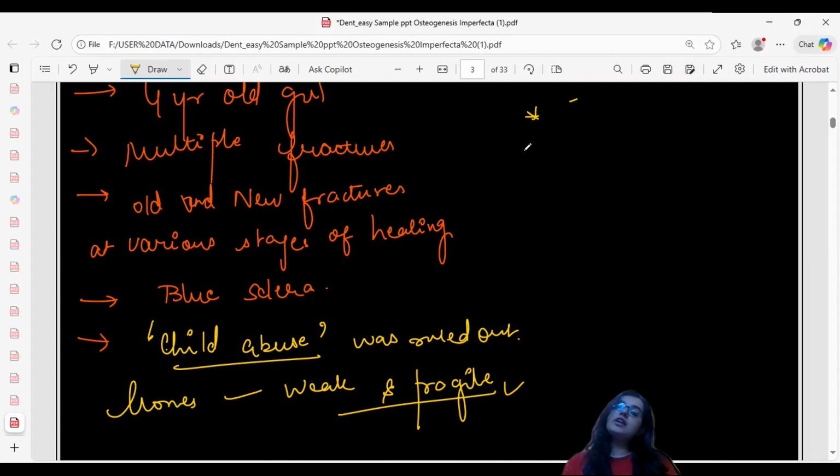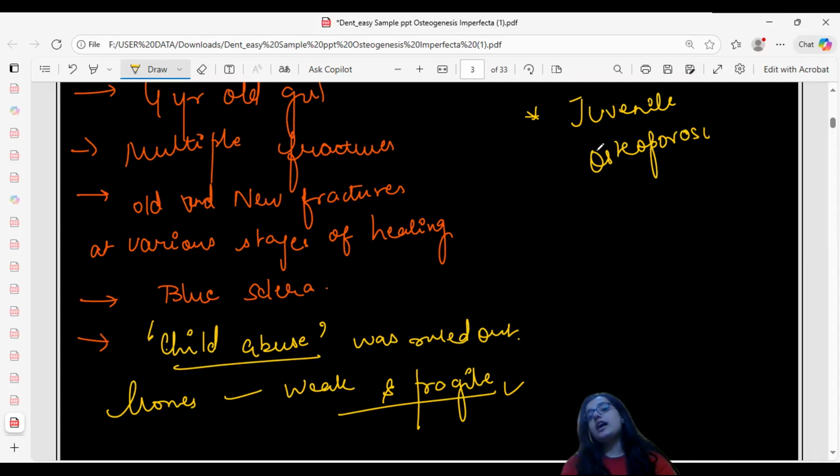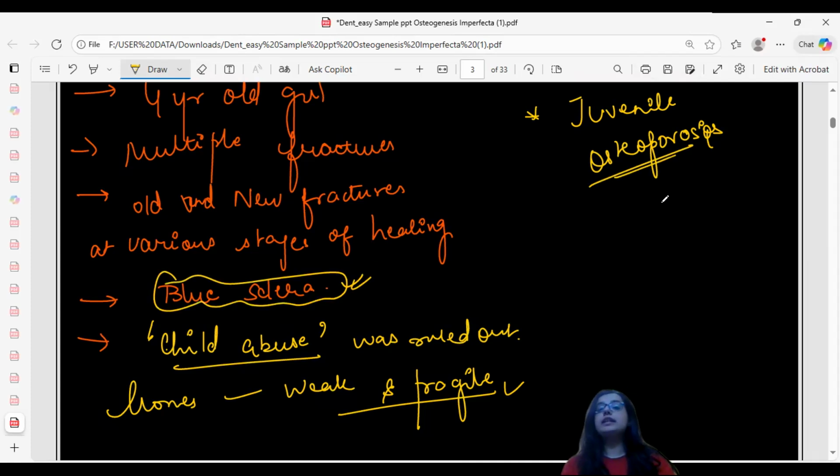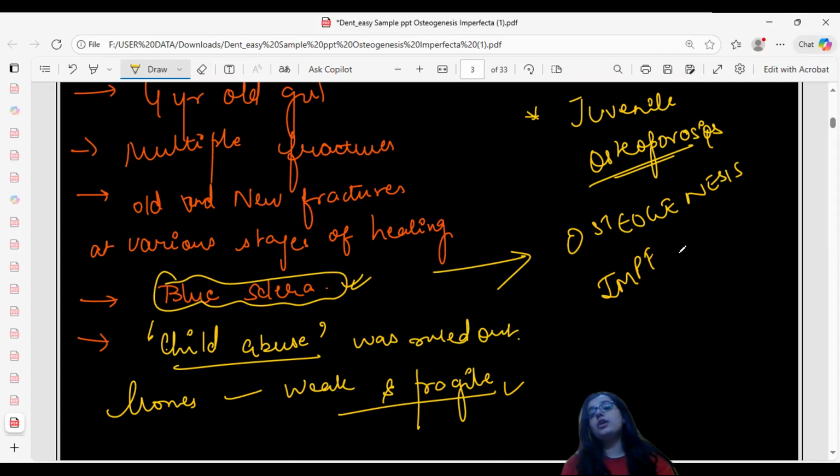It can be juvenile osteoporosis also, but then we are referring to other examinations and other signs also. So blue sclera is there. Had it been osteoporosis, only the bone would have been affected, but the different other tissues were affected. So that gives us a clear indication of osteogenesis imperfecta. Osteogenesis imperfecta, also called brittle bone disease.